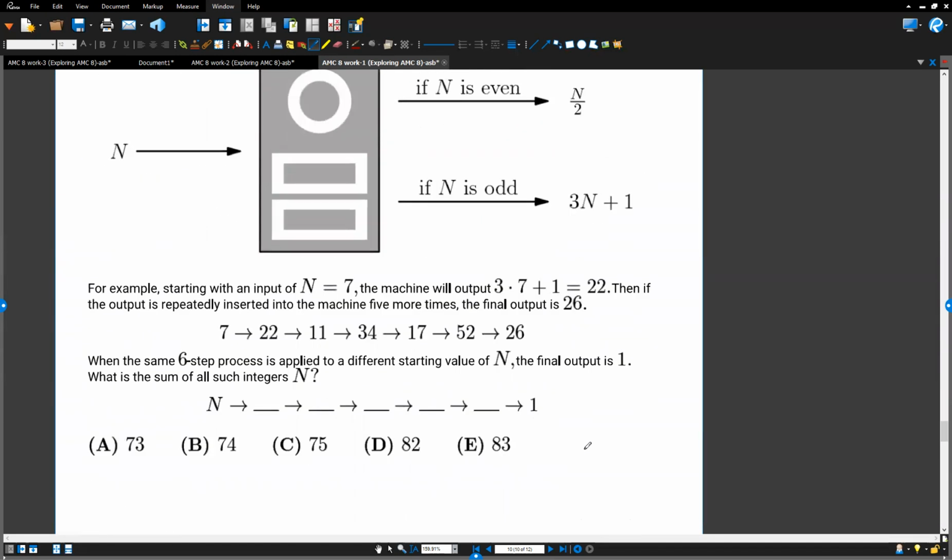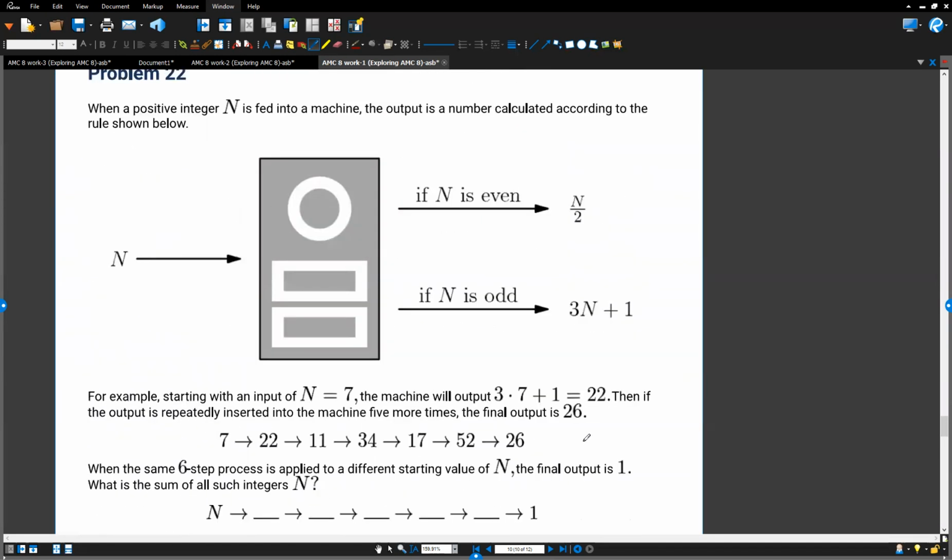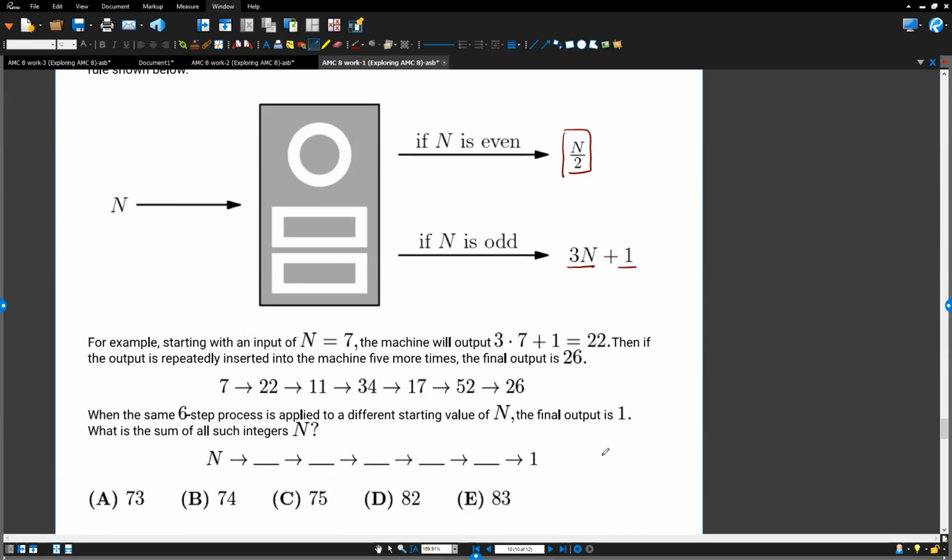Okay, you can try this one, number 22. This is computer programming, okay? For any given number n, if n is even, we divide by 2. If n is odd, we do 3 times n plus 1. Okay, so we start from the last number, which is 1.